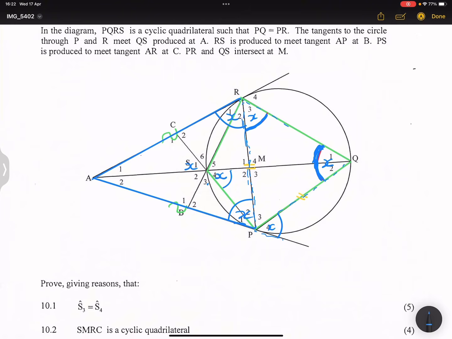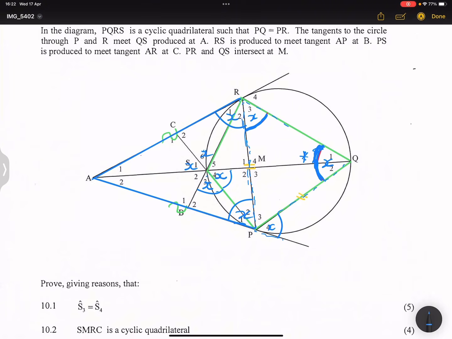And what do we note? R3 would also be equal to x. Now, why is that? It's an exterior angle of this cyclic quad. Remember, exterior angle of a cyclic quad is equal to the opposite interior angle. So it is equal to that angle there. And of course, S6 would be equal to x as well. So do you see that we've proven that S3 is actually equal to S4, right?